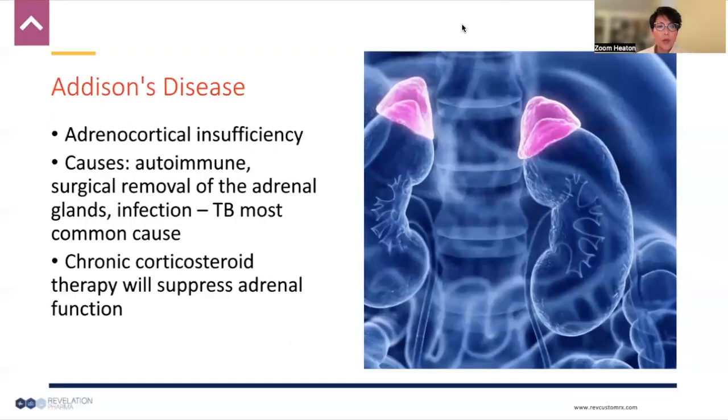So another cortisol condition is Addison's, and it's mainly due to adrenocortical insufficiency. And some of the causes include autoimmunity, surgical removal of the adrenal glands, infection, and tuberculosis is actually the most common cause worldwide, not as much in the Western world. Chronic corticosteroid therapy will also suppress adrenal function.